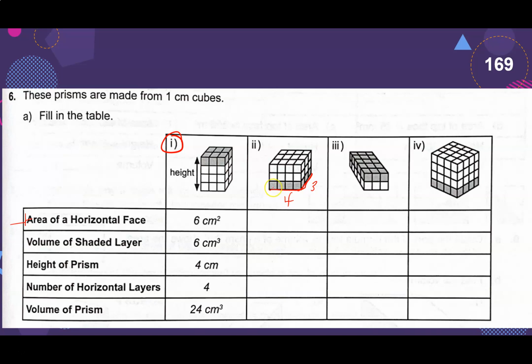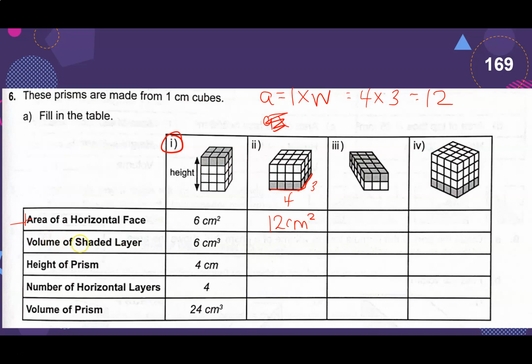So the area would be, remember, let's try that again. Area equals length times width. So 4 times 3 is 12. So the area is going to be 12 centimeters squared because we are measuring area in 2 dimensions.